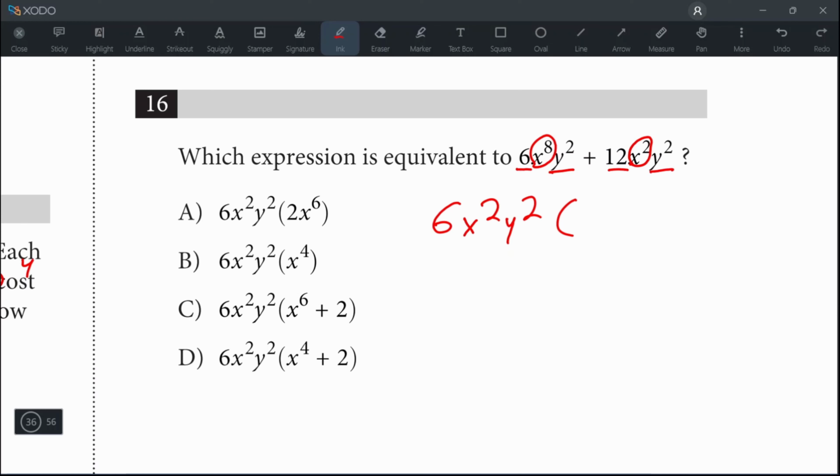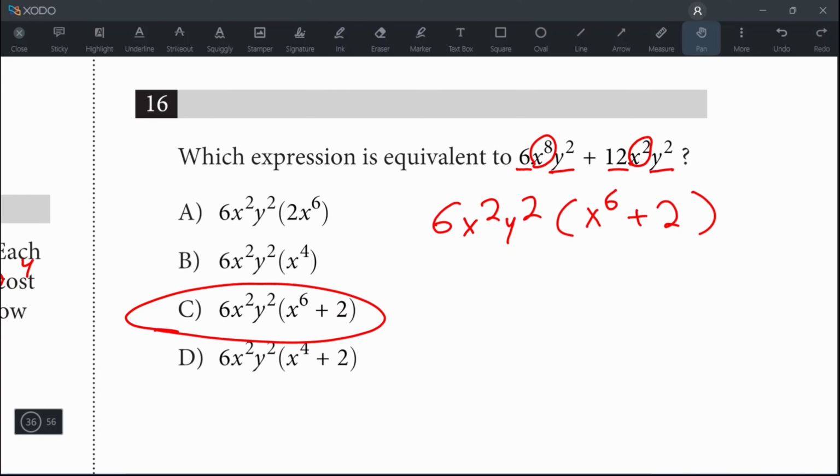Taking these as factors, we'll be left with x to the power of 6 plus 2, multiplied by nothing, just 2. So the answer for this question is choice C. And this question is about expressions.